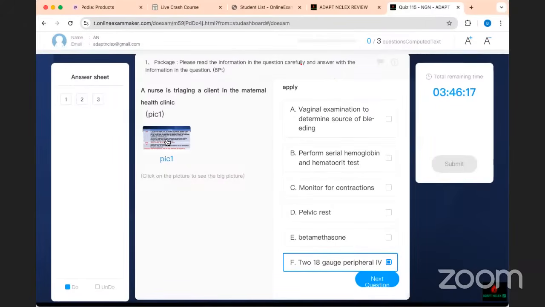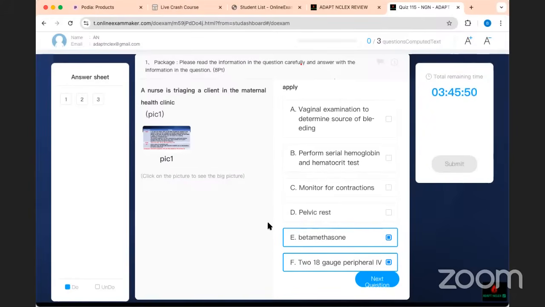The baby is what? 28 weeks. Well, if we have to deliver, we have to prepare the lung, mature the lung. So the steroid will be necessary for fetal lung maturity. What else do you think about pelvic rest? Monitor for contraction, perform serial hemoglobin and hematocrit, or perform vaginal exams.